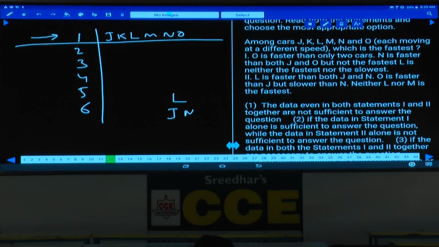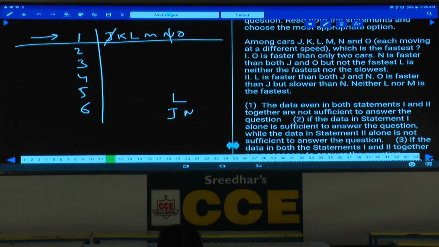As J and N are after this L, J and N cannot be the fastest. Are you agreeing with this or not? Because L is before this one, and J and N must be after this L. Hence, J and N cannot be the fastest.